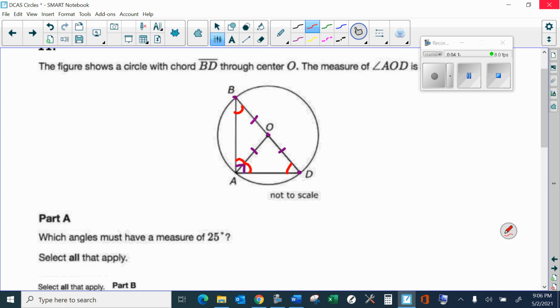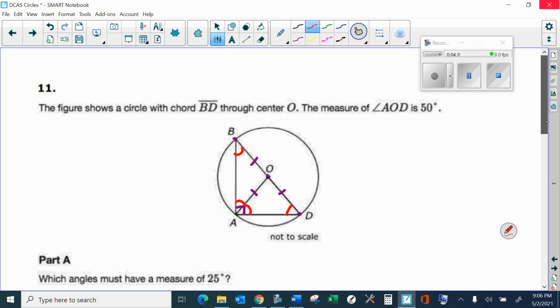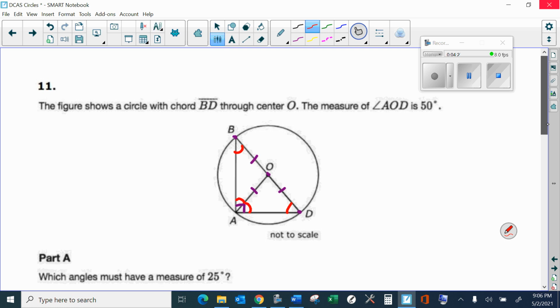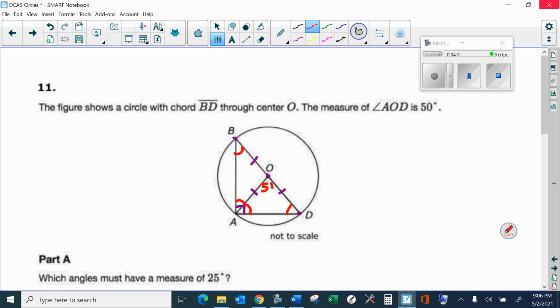Let's hold on just a second right there. Let's put that right there. Okay. Not drawn to scale. Oh, angle AOD is 50 degrees. Okay. So angle AOD is 50, which means I have 130 left. I divide that by 2 for my isosceles, and I get 65 degrees. So each of these is 65 degrees. And remember, this is a right angle that makes this 25 degrees, which makes this 25 degrees.